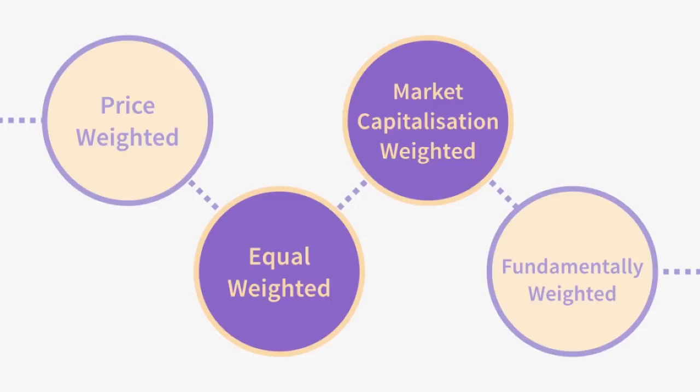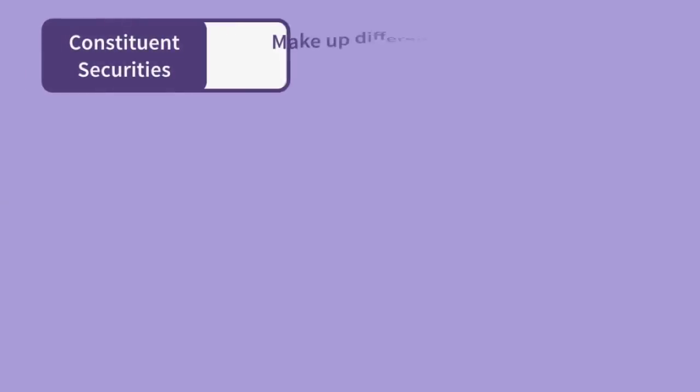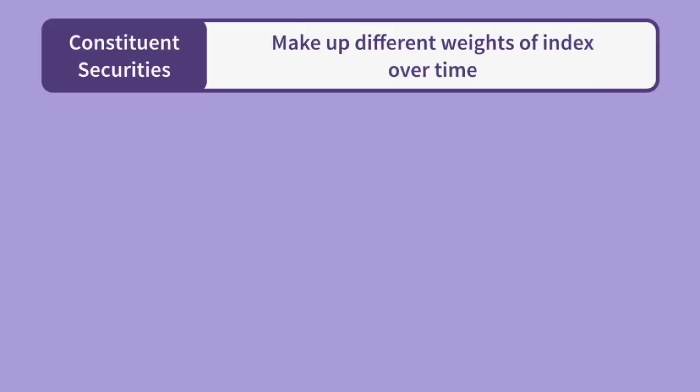The next issue managers face when managing an index is deciding on when it needs to be rebalanced. Over time, the constituent securities weights in the index will change as their market prices change. Securities that outperform others will have a larger weight in the index, whilst those securities that underperform will hold a smaller weight in the index.